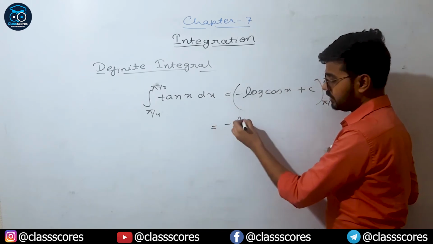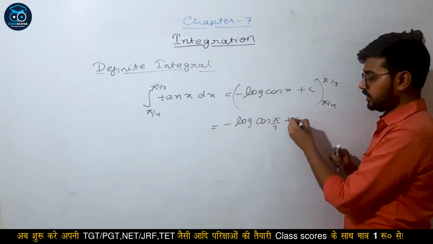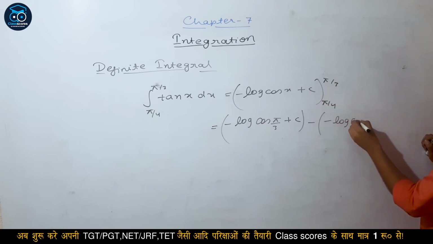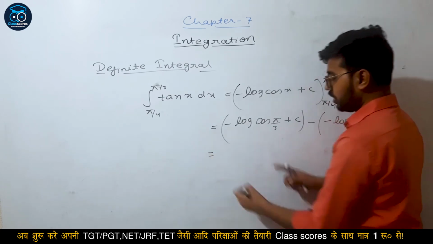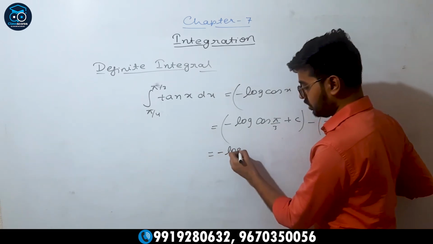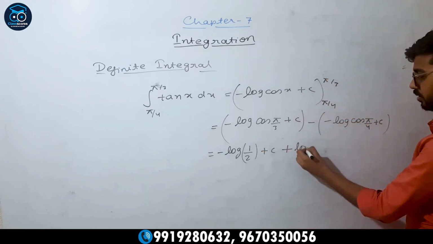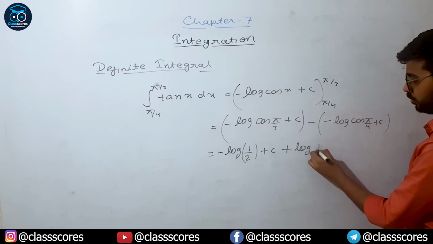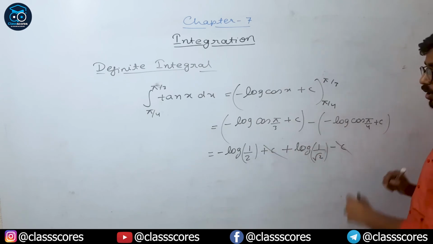Substitute it. Minus log cos pi by 3 plus c, minus, minus log cos pi by 4 plus c. Simplify this function. Cos pi by 3, cos 60 is 1 by 2. So minus log 1 by 2 plus c, minus plus log cos pi by 4, which is 1 by root 2. So it will be 1 by root 2 and minus c. C will cancel out by this.